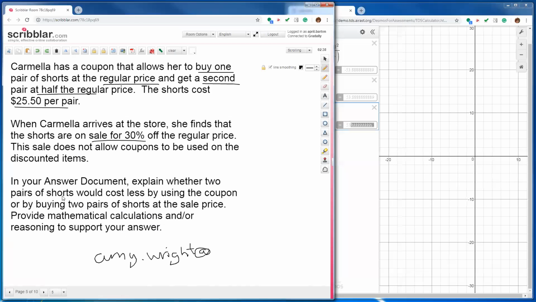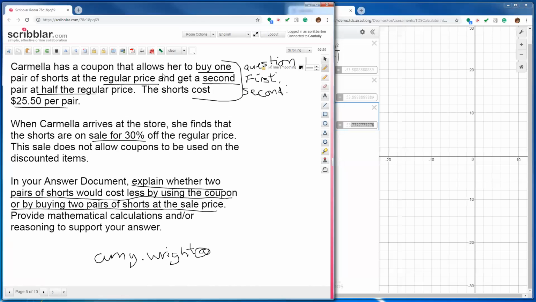So again, I'm not sure how they're going to change this answer document part since it's only online now. But it still tells you what you need to answer, whether it would cost less by using the coupon or by buying 2 pairs at the sale price. So often when they have these multiple paragraphs, you kind of look at it 1 paragraph at a time. This is basically question 1. So we want the first pair of shorts and we need that cost. And we want the second pair of shorts and we need that cost.